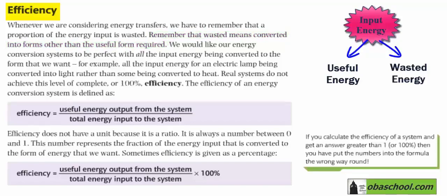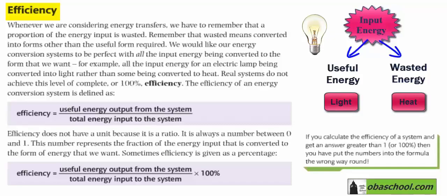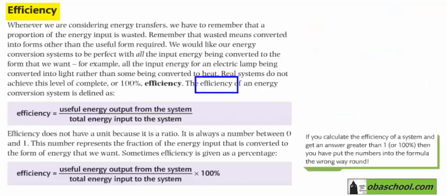But we would like our energy conservation systems to be perfect, with all the input energy being converted to the form that we want. For example, all the input energy of an electric lamp being converted into light rather than some being converted to heat. But real systems don't achieve this level of complete or 100% efficiency.